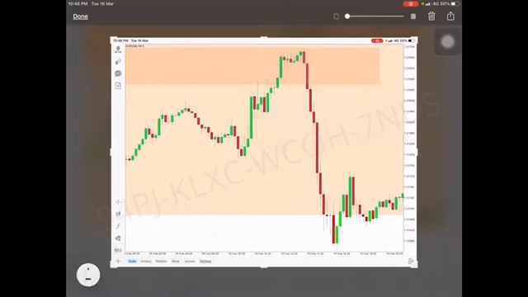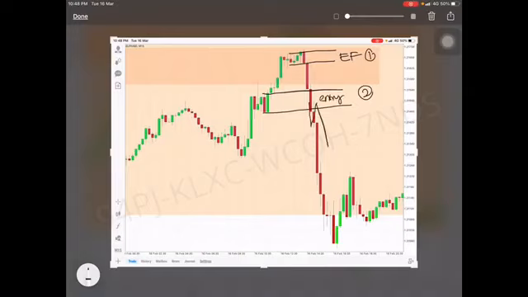Entry, right? So for entry, we are going to mark for engulfing fail right here. This is engulfing fail. And there is also another one right here. So you have one zone, two zone. And here, when the price retests, you can entry.